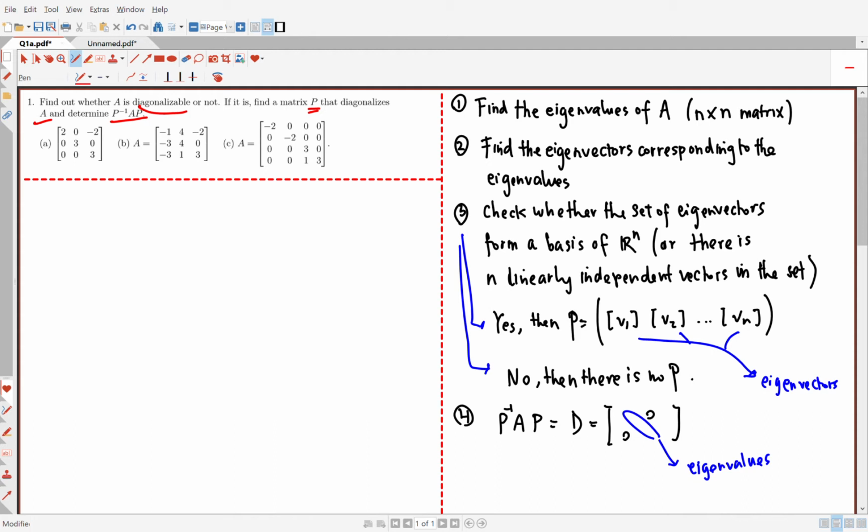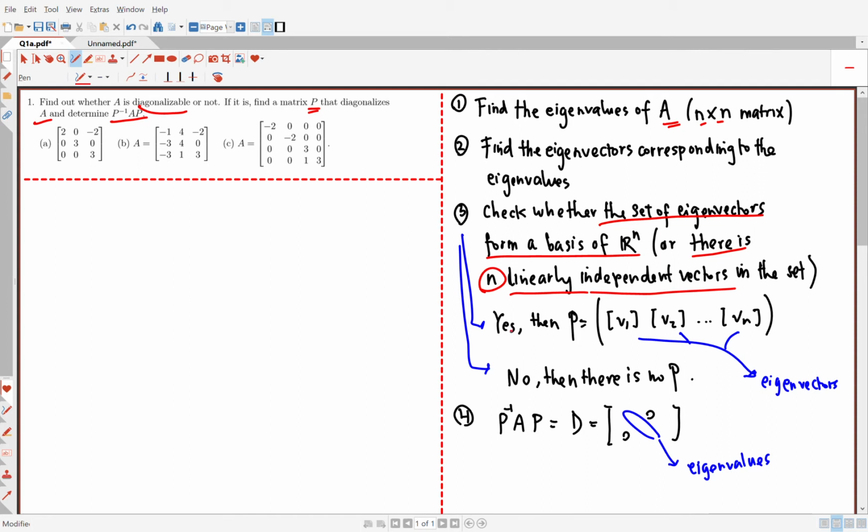So for this question, these are the steps. The first step, you need to find the eigenvalues of A, where A is an n by n matrix. Then you find the eigenvectors corresponding to the eigenvalues. After that, you check whether the set of eigenvectors forms a basis of Rn or not. Or you can also check whether there are n linearly independent vectors in the set or not.